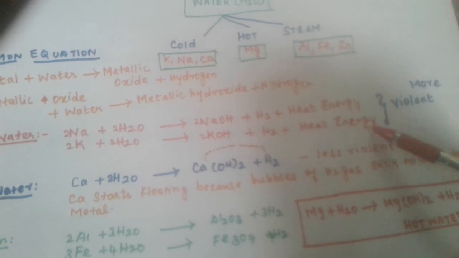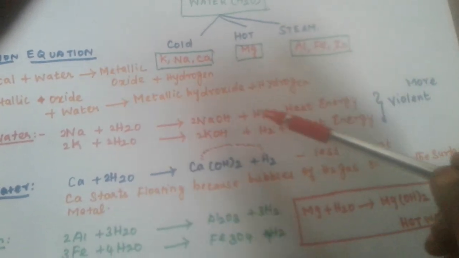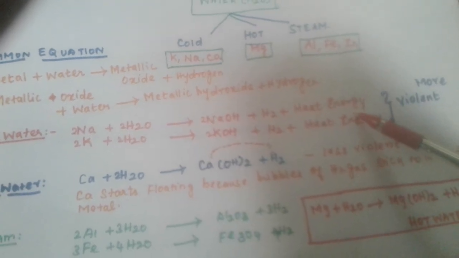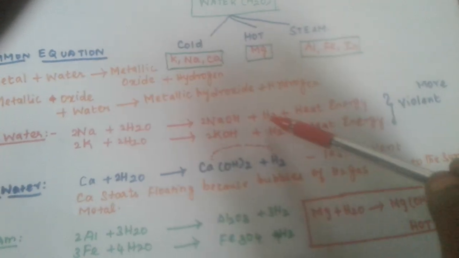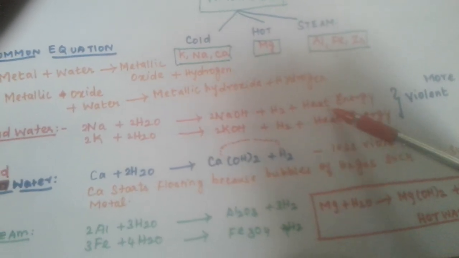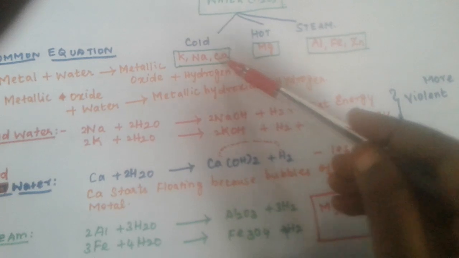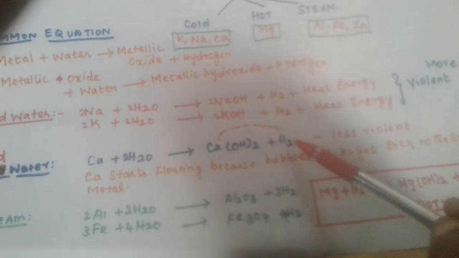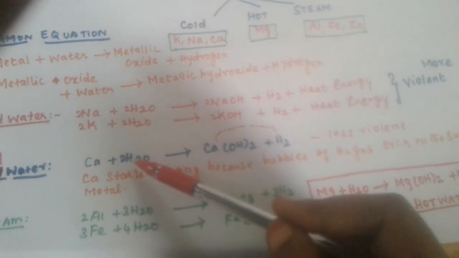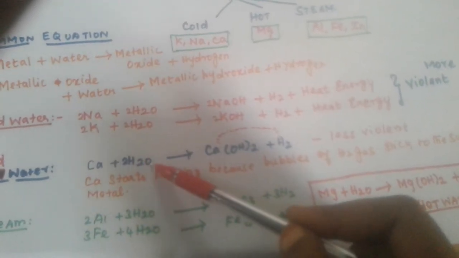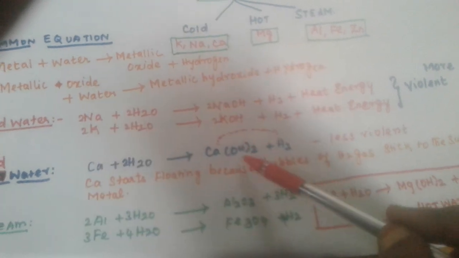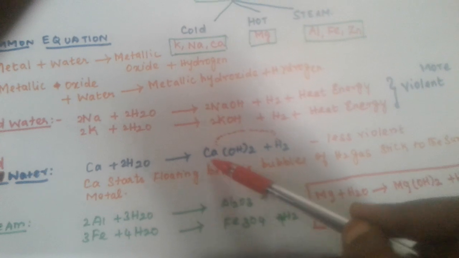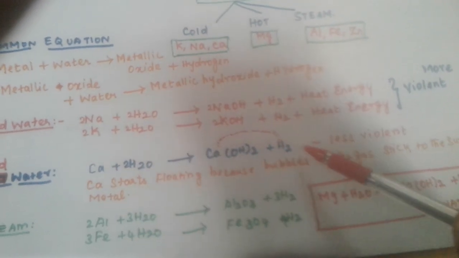Because what is the reason behind it? Heat energy and hydrogen gas. These are all favorable conditions to catch fire. Have you understood? Next, one more metal, that's calcium. It reacts with water to form calcium hydroxide and hydrogen gas. It also dissolves nicely in water, so it directly forms calcium hydroxide. Calcium valency is 2, hydroxide valency is 1. Calcium hydroxide and hydrogen gas.